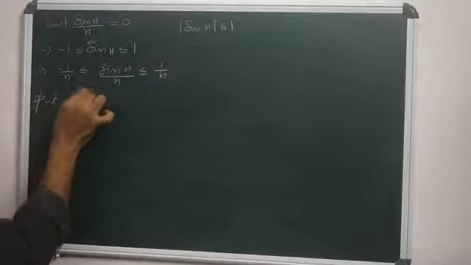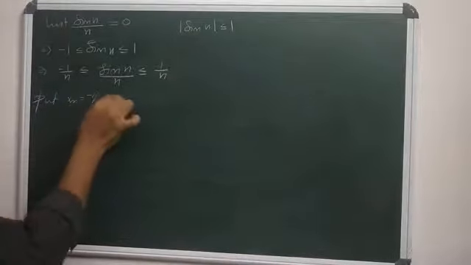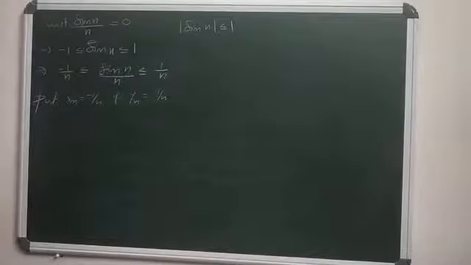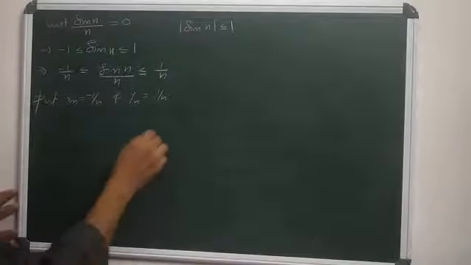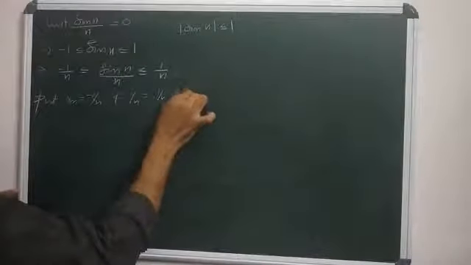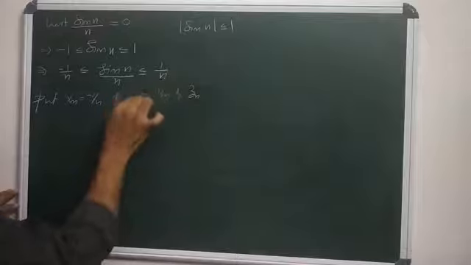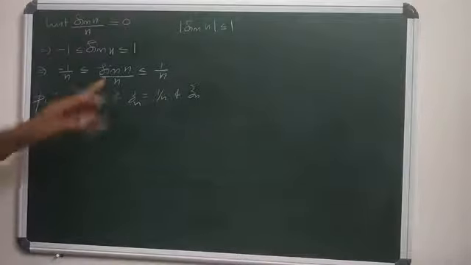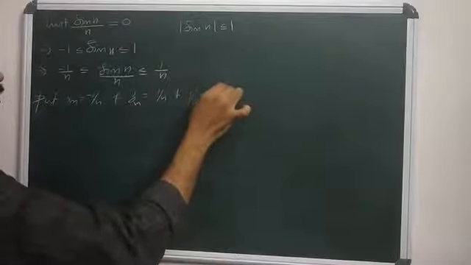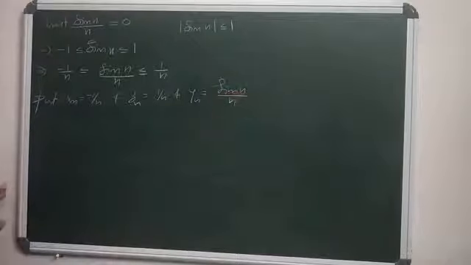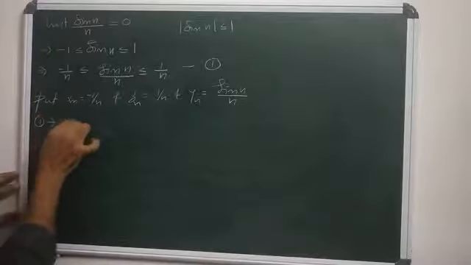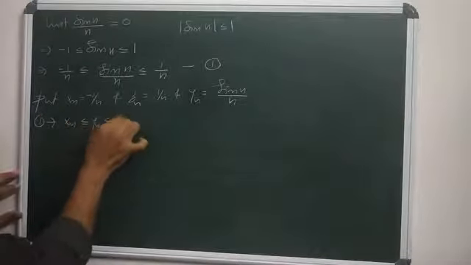Put xn equals minus 1 by n, and let yn equals 1 by n. These are two sequences. Then, let xn equals minus 1 by n and zn equals 1 by n, and choose yn equals sin n by n. So from here, xn is less than or equal to yn, which is less than or equal to zn.